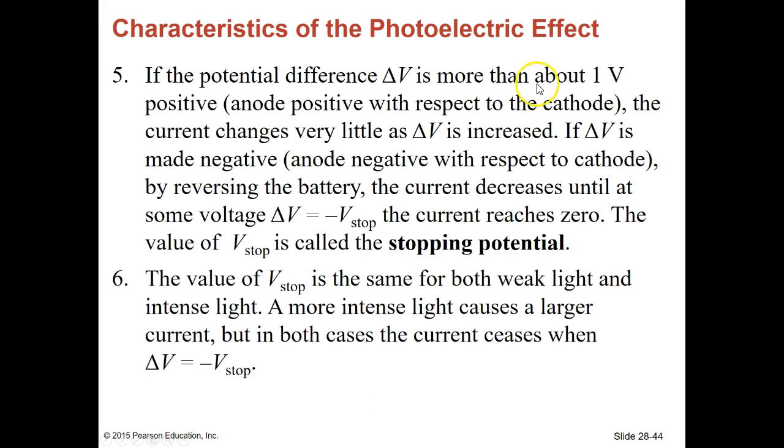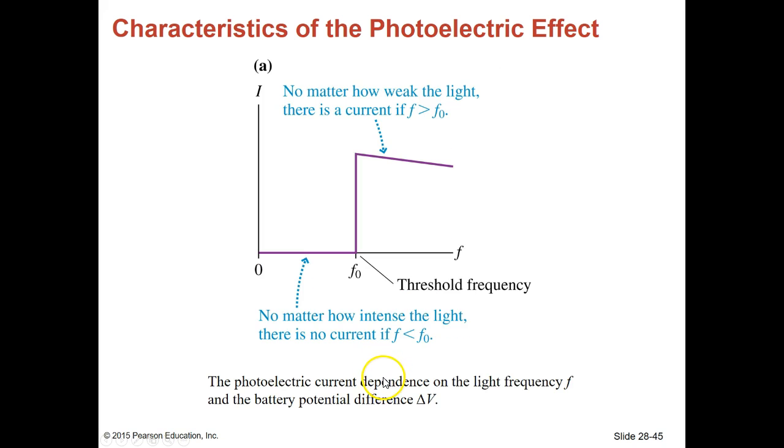If the potential difference is more than about a volt, the current changes very little if I increase the potential. If that potential is made negative by reversing the battery, the current decreases until it essentially stops, and that current reaches zero. So we can call that V-stop value the stopping potential. The value of V-stop is the same for both weak light and intense light. A more intense light just causes larger current, but in both cases the current ceases when the change in potential is equal to that stopping voltage, so I just don't get any ejected electrons.